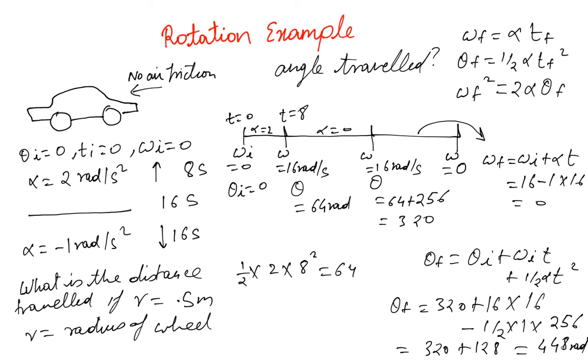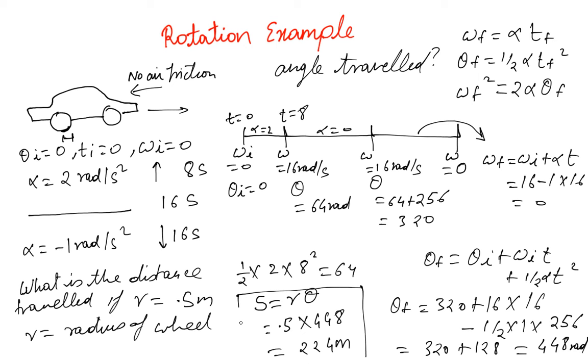So if 448 radians was the angle traveled by the car, we know that the arc traveled is going to be r times theta, and all the arc which was traveled actually went in moving the car forward, because if you travel this amount of arc, the car is going to move forward by this distance. So this is 0.5 multiplied by 448, and that is 224 meters, right? So that is one example, and we'll talk about one more example in the next lecture.